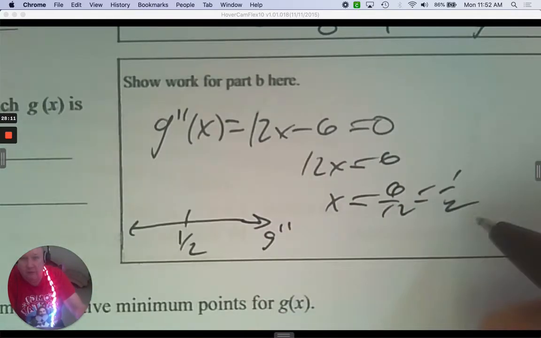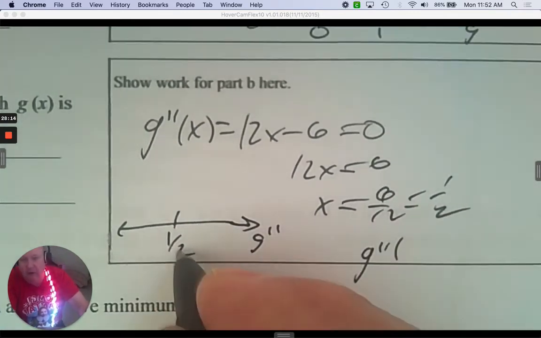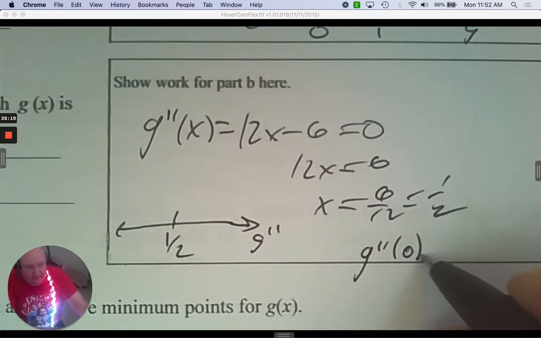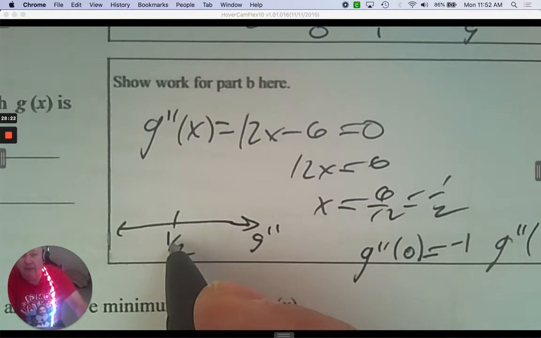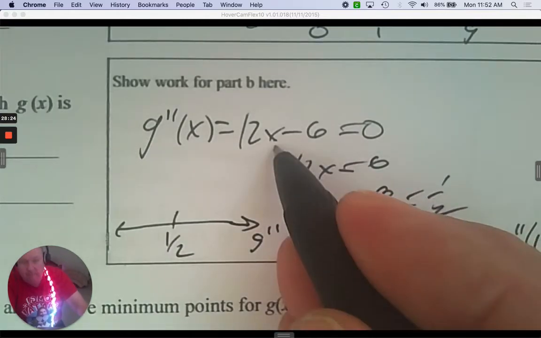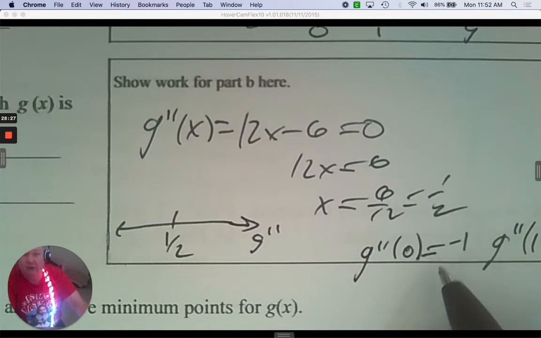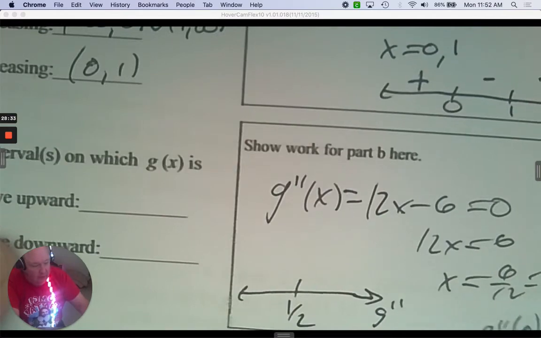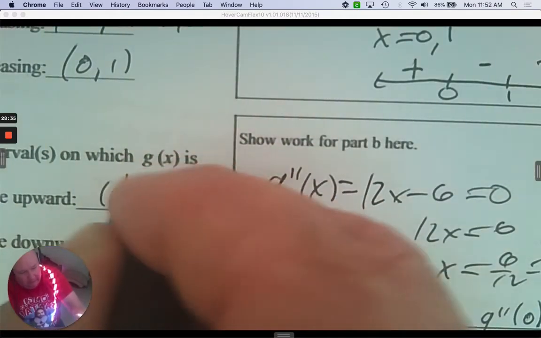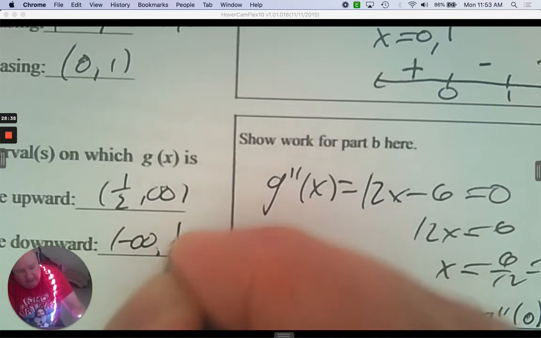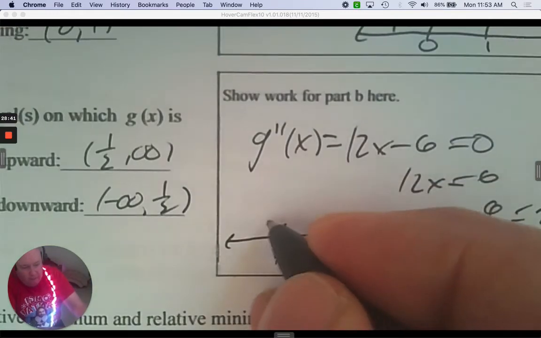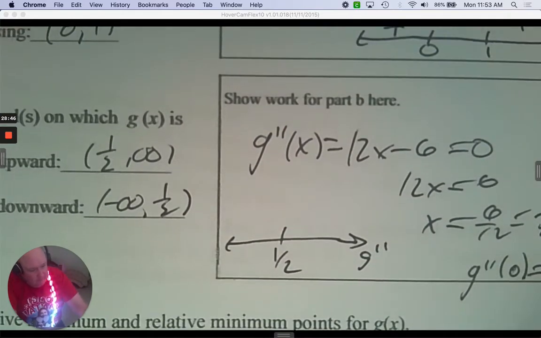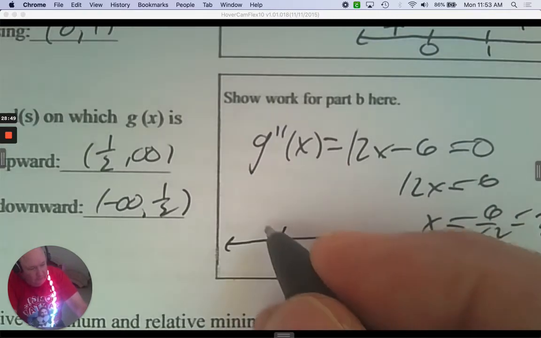This is for the second derivative. Then plug in a number smaller than 1/2, like 0. If you plug 0 in here, you get a negative answer. If I plug in a number bigger than 1/2, like positive 1, it gives me a positive answer. So that now told me concavity. This is a negative answer. That's a positive answer. So it's concave up from 1/2 to infinity, and it's concave down from negative infinity to 1/2. So this was negative and this was positive.